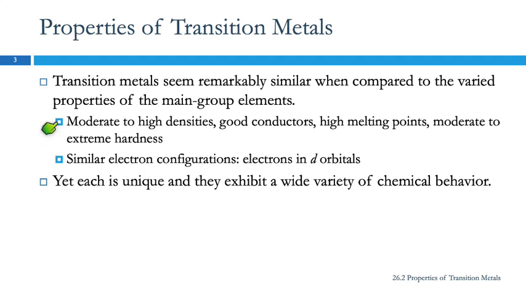These are common properties of the transition metals. They have moderate to high densities, good conductors of heat and electricity, high melting points, moderate to extreme hardness. They also have very similar electron configurations. These elements are going to have electrons in the d orbitals. And yet each of these metals is unique, and they do exhibit a wide variety of chemical behavior.